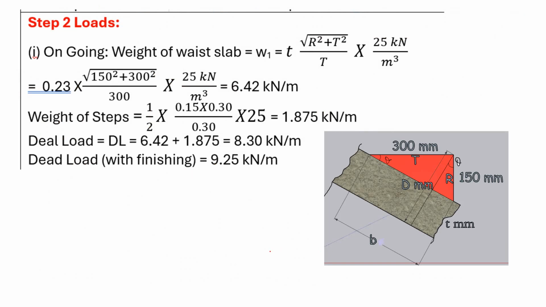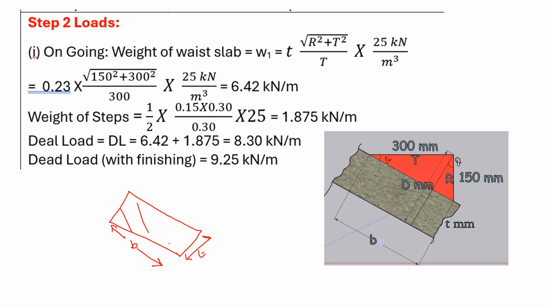Now again here we have to calculate the loads. So how will we calculate the load? First we will calculate the waist slab. So the waist slab is something like this. Okay, so this distance is B. This is nothing but T.